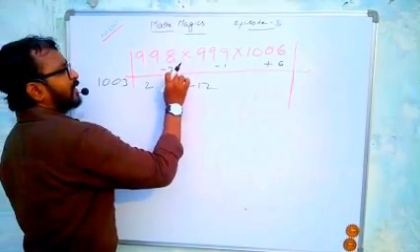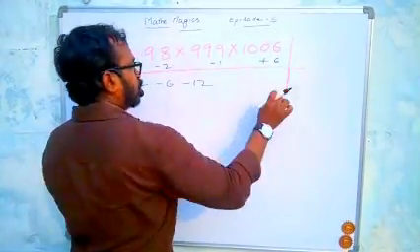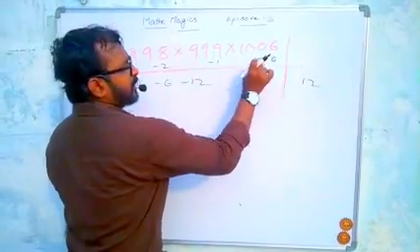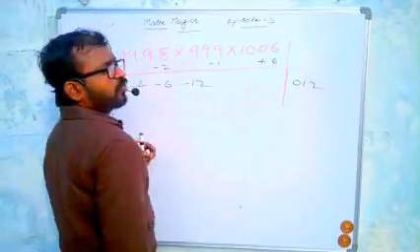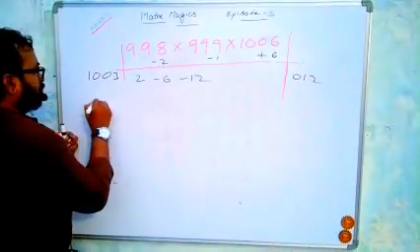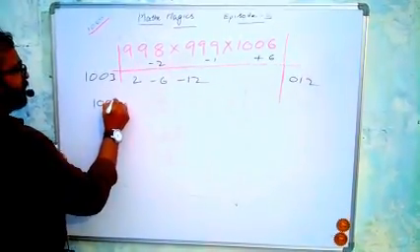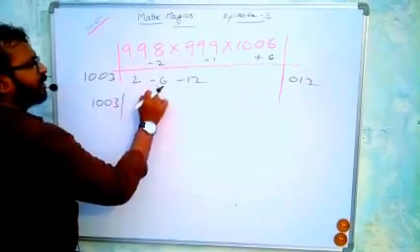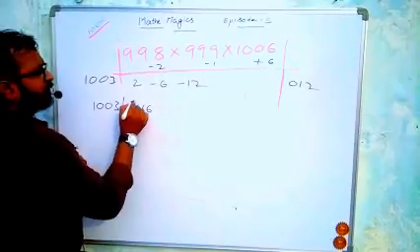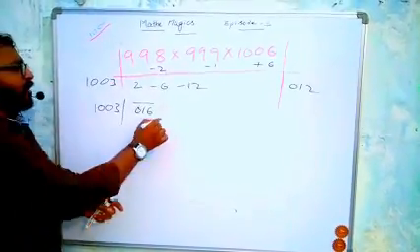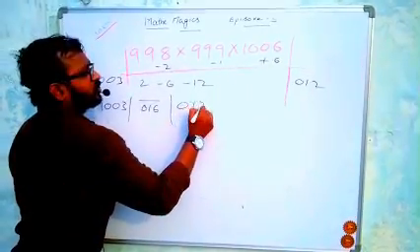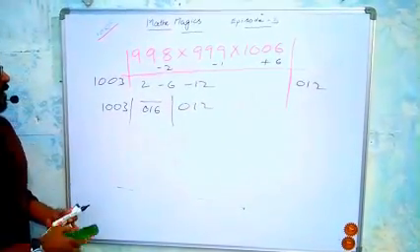And now finally find the product of A, B, C all together. 2 ones are 2, 2 sixes are 12. Minus into minus is plus, plus into plus is plus, so plus 12. But write one more 0 here because it is a 3-digit number, its base is 1000. And now the next step: 1003 minus 16. You have to write 1 0 here with a bar, and now 0 1 2. You can write as usual 0 1 2 here.